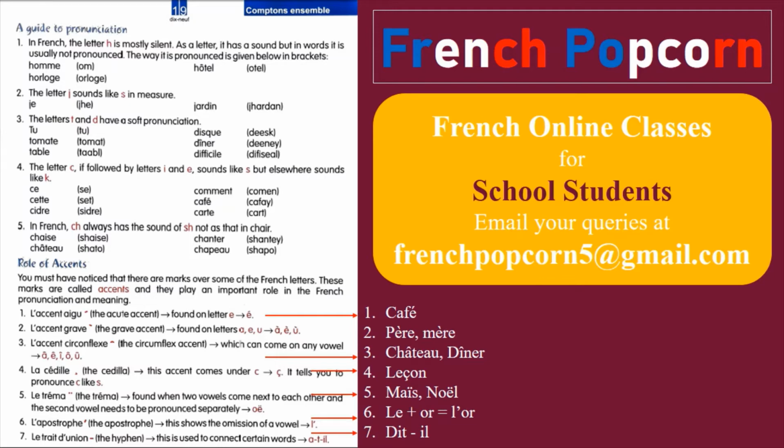Accent 7 is le trait d'union, the hyphen. This is used to connect certain words like a-t-il or dit-il. So to connect certain words, we can put le trait d'union.